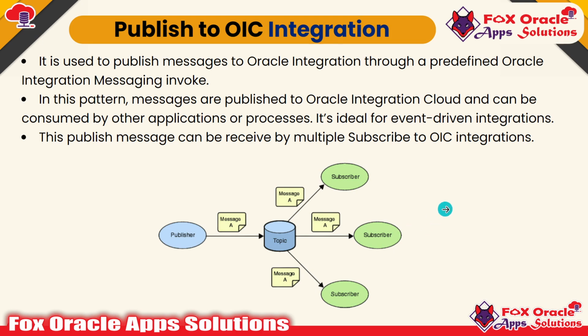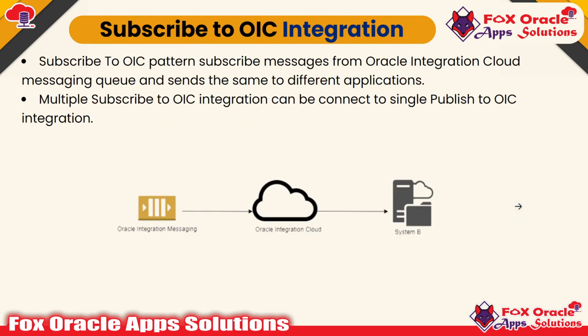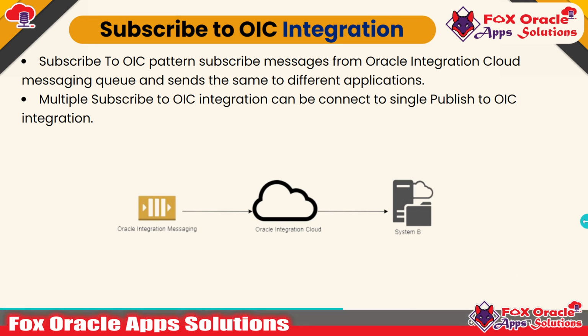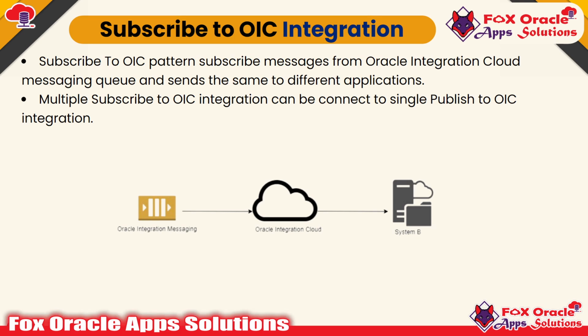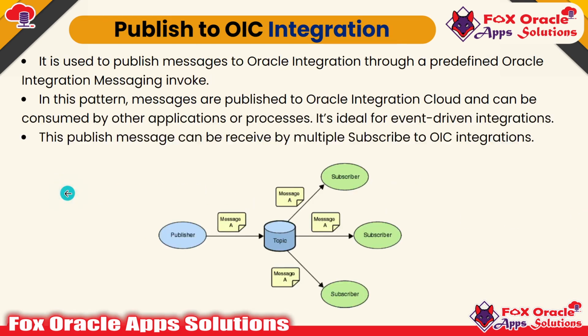So that's the difference. In simple terms, publish to OIC is sending the message, and subscribe to OIC is receiving the message sent by the publish to OIC integration. Before creating your subscribe to OIC integration, there should already be a publish to OIC integration created, so that you can use it in your subscribe to OIC integration and receive its message. When we say subscribe, in simple words it means receiving the message, and publish is sending the message to another integration.